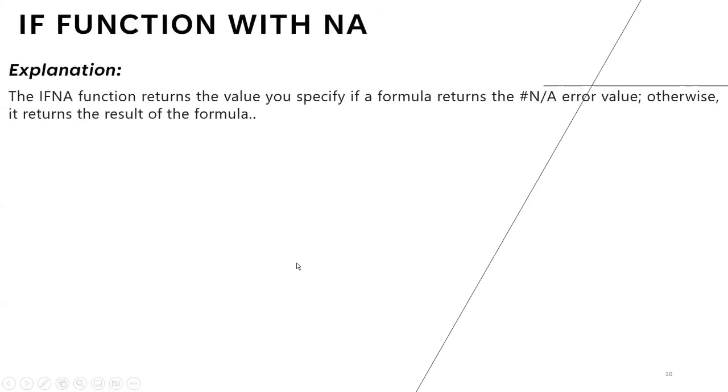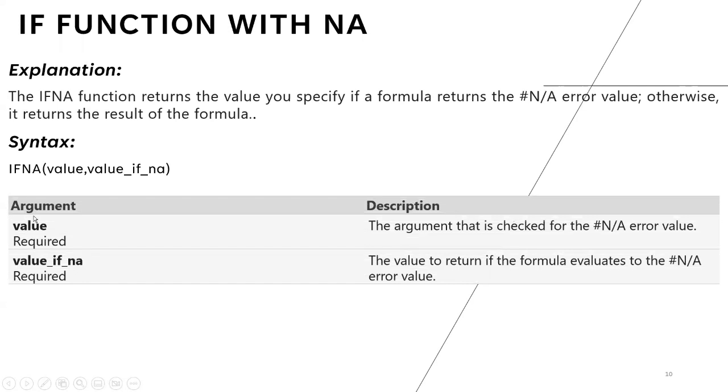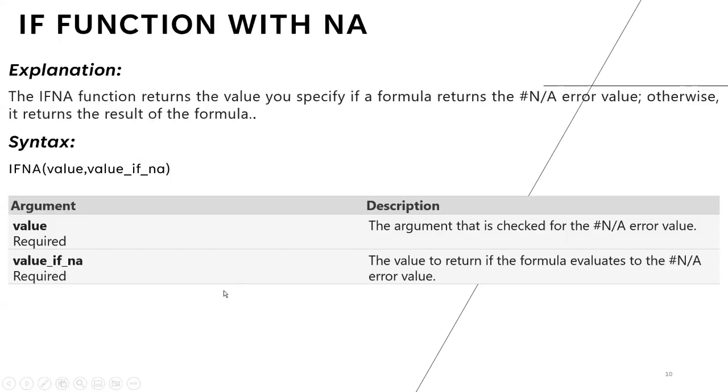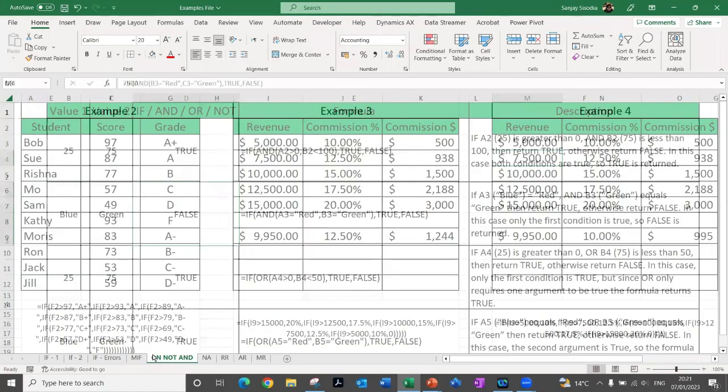Here we are talking about the IFNA function. IFNA returns the value you specify if the formula returns the #N/A error value. Otherwise, it returns the result of the formula. This is the syntax for it. Both the arguments are required. Before we proceed further, let's look at some examples.